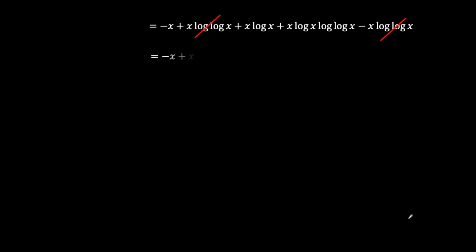And so our final answer is going to be minus x plus x times natural logarithm of x plus x times natural logarithm of x times natural logarithm of x. In fact, what you could do is this is in its own bracket, and this is in its own bracket. Okay. So that is it. That's our final answer. Thank you so much.